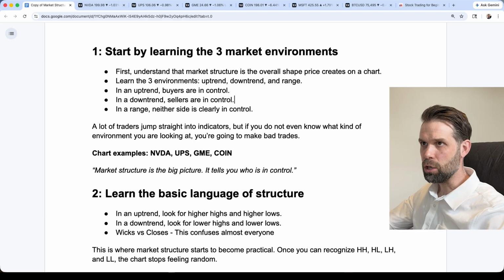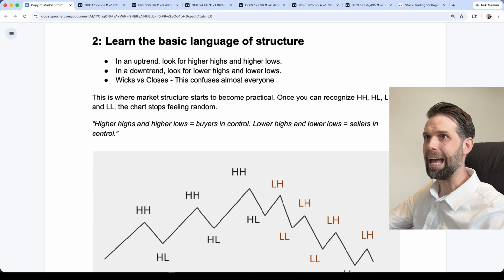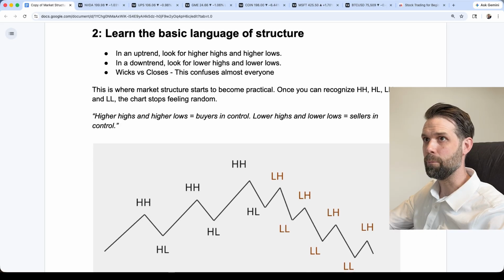So now that we know the three environments, we need to learn how to basically read market structure, the language of the structure. So an uptrend is made up of higher highs and higher lows. That's HH.